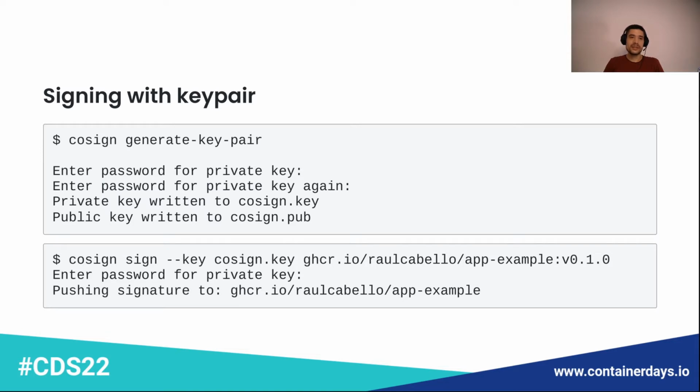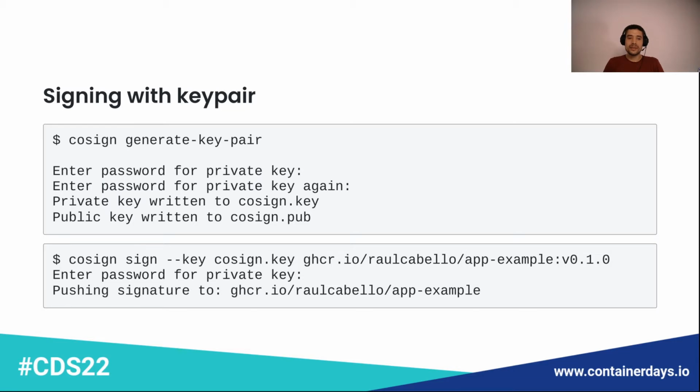First thing we need to do is to create a key pair. And for that, we type cosign generate-key-pair. We need to provide a password for the private key, and then it creates a private key and a public key. We need to keep the password and the private key someplace safe.